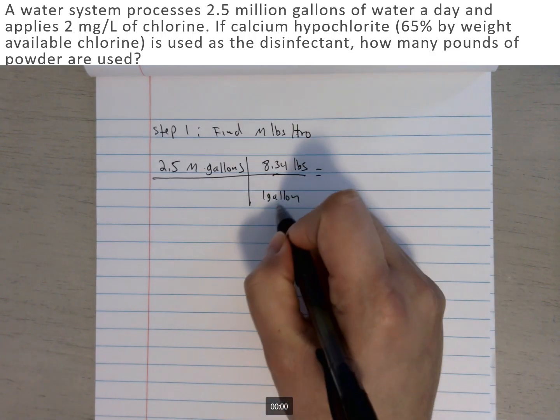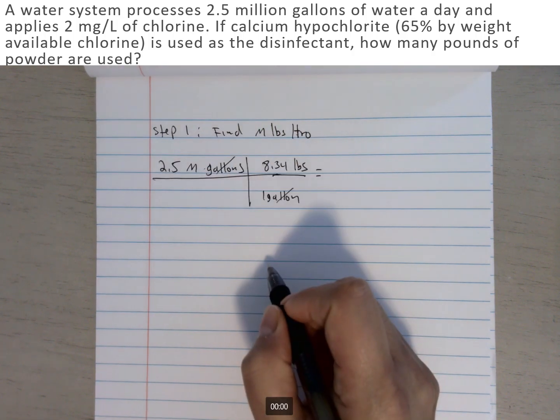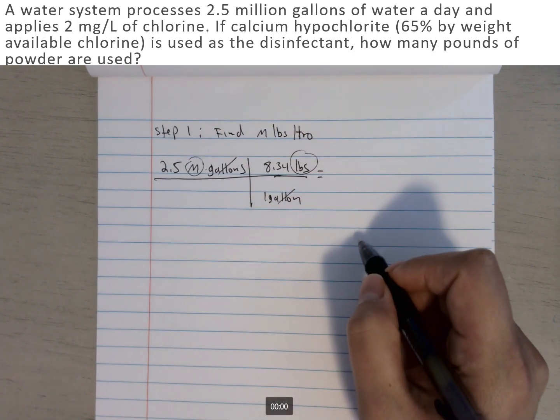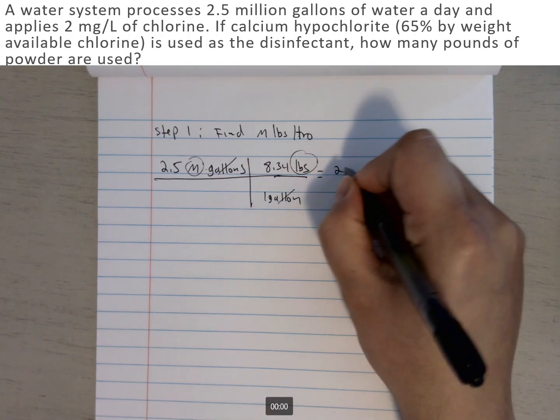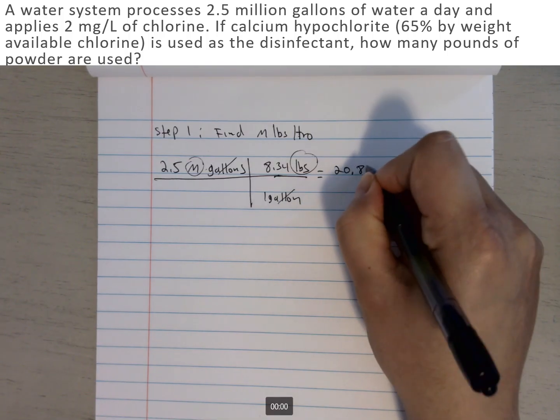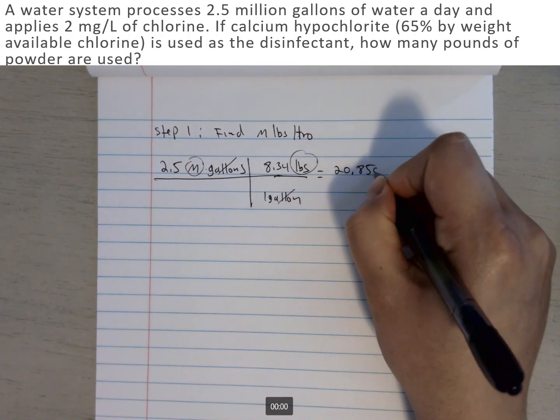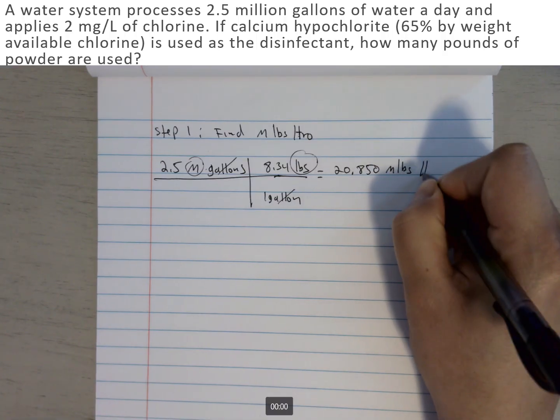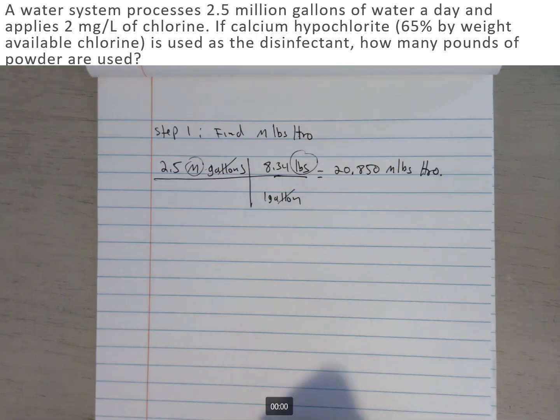So the next step, let's do a quick units check. Gallons cancel with gallons. We're left with million pounds of water. If we type that into our calculator, we get 20.850, and that's million pounds of water. So we found step number 1. Step number 2.